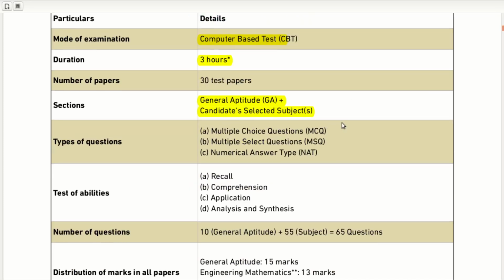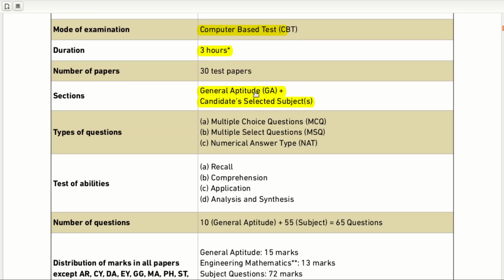This will have two sections. First section will contain general aptitude, that is GA, and then candidates select a subject. So in our case it is physics. Type of questions we have MCQ, MSQ and NAT. MCQ we all know, we have 4 options, and out of 4 we have only one correct option.